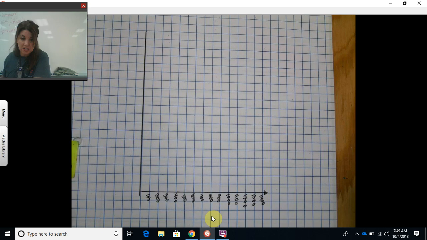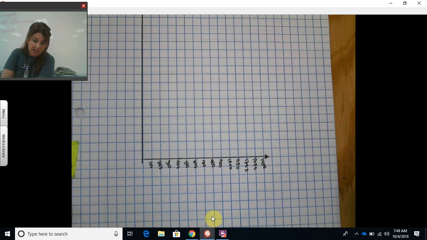And make sure you also label each axis. The x-axis is the verbal reasoning section.